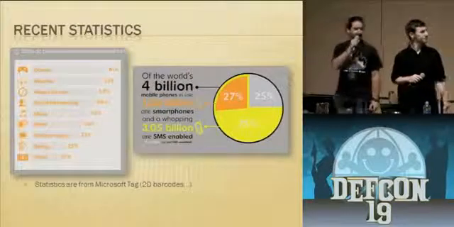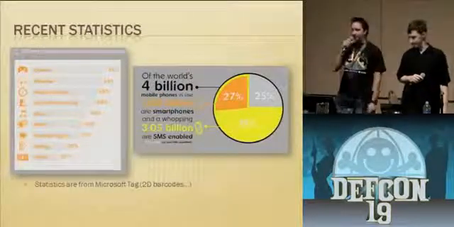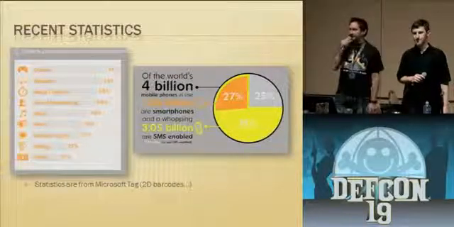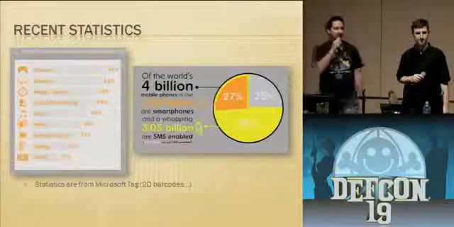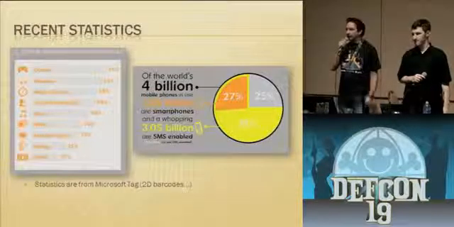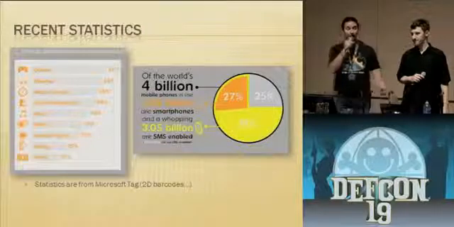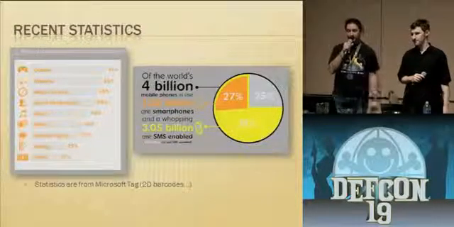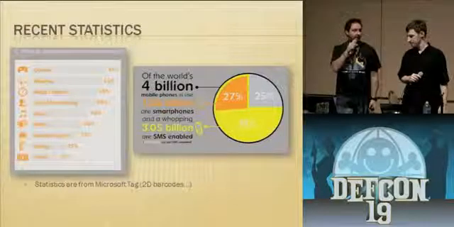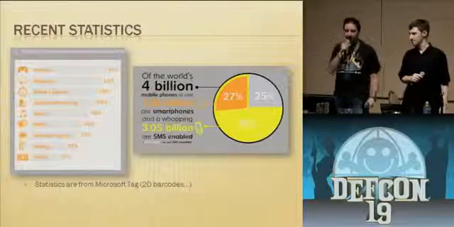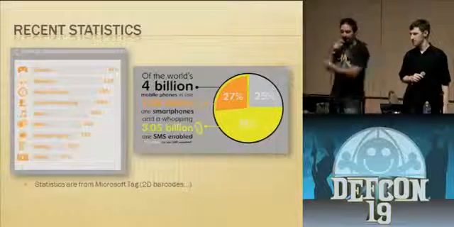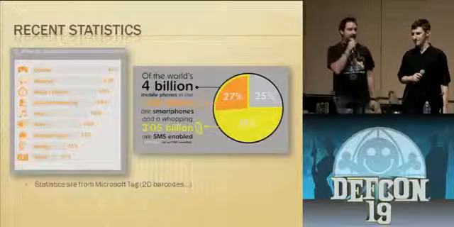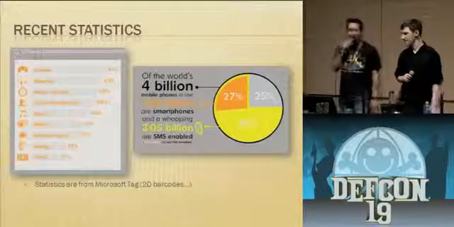Some recent statistics, just in the mobile space: Kevin Johnson did a little experiment where he downloaded about 200 iPhone and iPad apps, and then looked to see if any of them were using web services. He found that all of them are using some form of web service, mostly RESTful web services, not necessarily SOAP. It goes to show you that, especially in the mobile space, we're seeing web service usage increase tenfold. This statistic is interesting in itself because it's from Microsoft Tag, which is Microsoft's implementation of 2D barcodes.